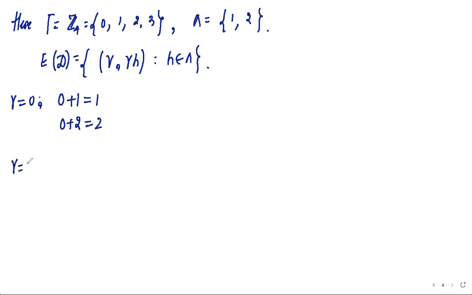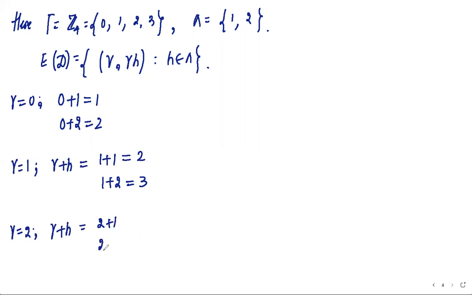Now if gamma is equal to 1, then we have to calculate gamma plus h. This is equal to 1 plus 1 and 1 plus 2. Now 1 plus 1 is equal to 2 and 1 plus 2 is equal to 3. Now if gamma is equal to 2, then what about gamma plus h? This is equal to 2 plus 1 and 2 plus 2. So this is equal to 3 and this is equal to 0.